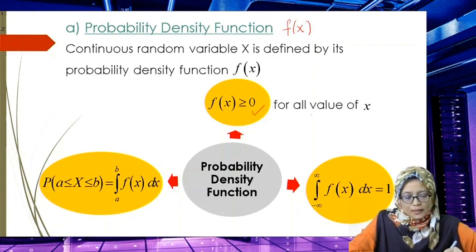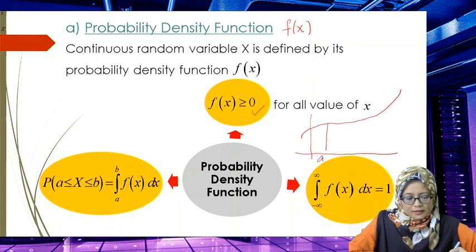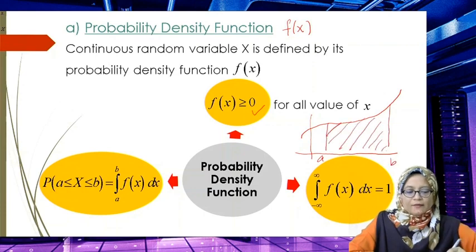So let's say katalah awak ada graf macam ni. So ia akan ada certain interval from A to B. So means that ia akan integrate daripada interval A to B. So total area for this curve is equal to 1. So dia tak lebih daripada 1.